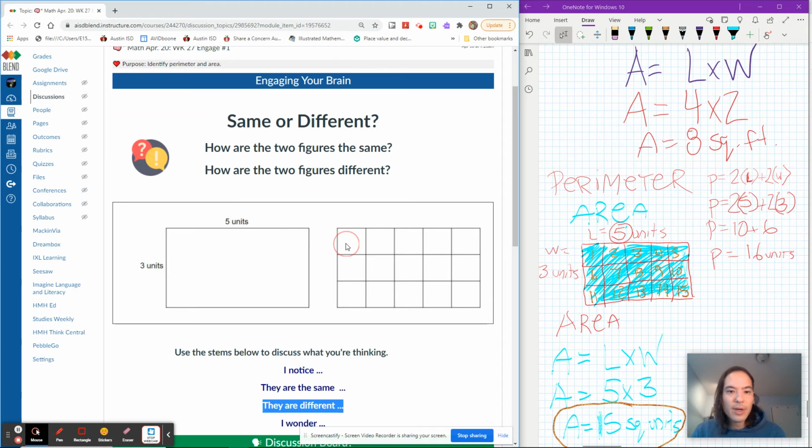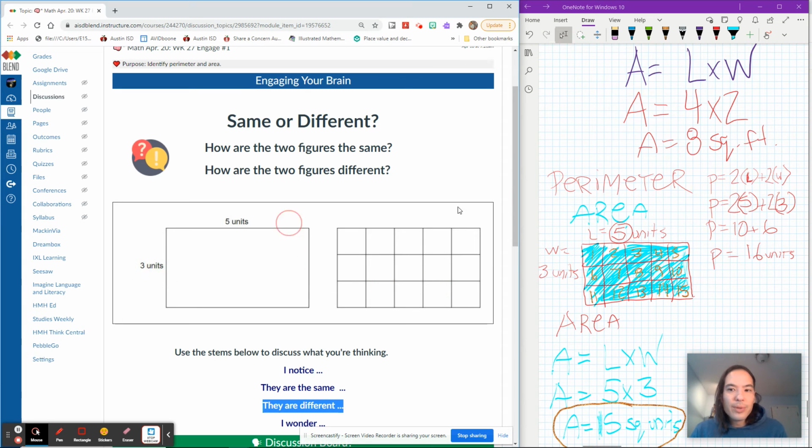5 units over here, 1, 2, 3, 4, 5. 3 units over here, 1, 2, 3. So the one on the left is labeled, the one on the right is just separated into the units already. All right, and then finally, I wonder if we're supposed to be finding the area for this. I wonder if we're supposed to be finding the perimeter for this. I wonder if the area and the perimeter are the same. If we use our formulas, yes, the area and the perimeter are the same.